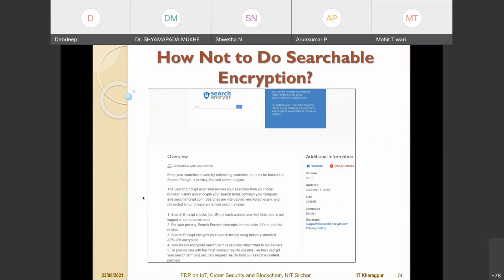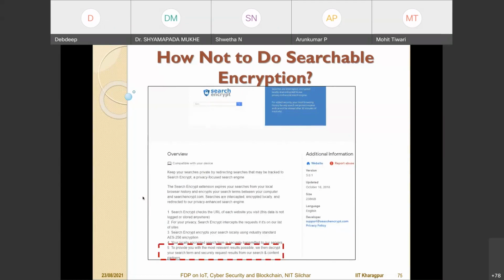But in one of these popular searchable encryption services, they quietly write this line. If you look into the details, it says, to provide you with the most relevant search results, we then decrypt your search term and securely request results from our search and content partners. Which means the server is able to learn, and that is exactly what we don't want.